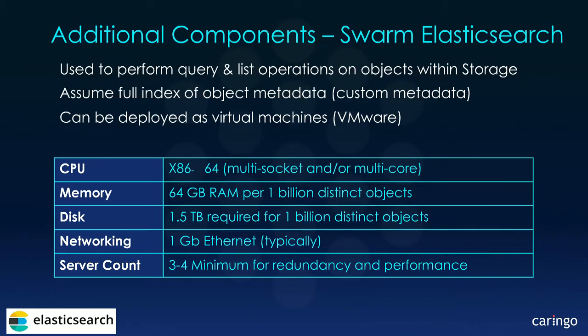As far as CPU needed, again, 64-bit x86 is going to be the CPU of choice. It can be multi-socket and/or multi-core. The amount of memory that you're going to need, in this case, is going to cap out at most at 64 gig of memory per Elasticsearch server. And there's a reason for that.